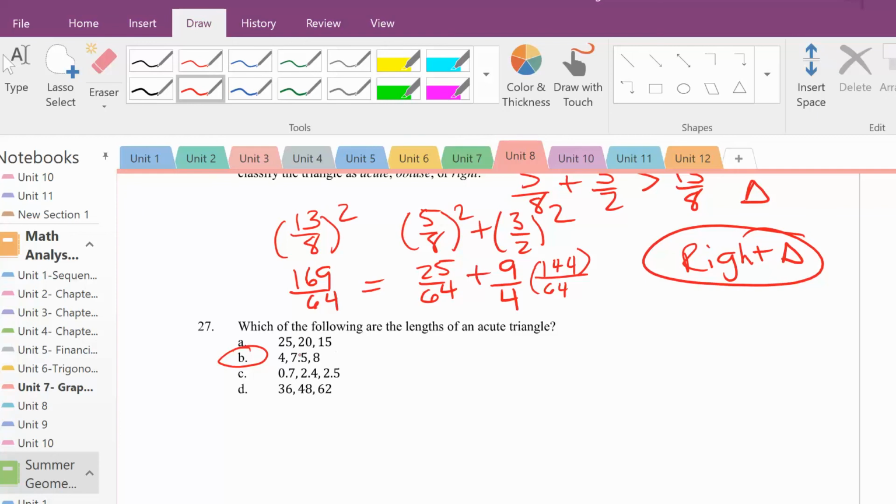And then last but not least, which of the following lengths are lengths of an acute triangle? So you have to compare, well, number 1 is a right triangle, and number 2, 8 squared, that is less than 4 squared plus 7.5 squared if you do the math. So therefore, it is an acute triangle. All right. Hope you enjoyed part 2. Part 3 coming up soon.